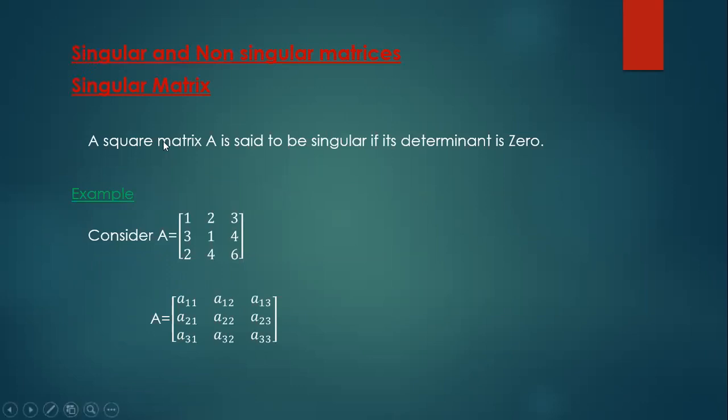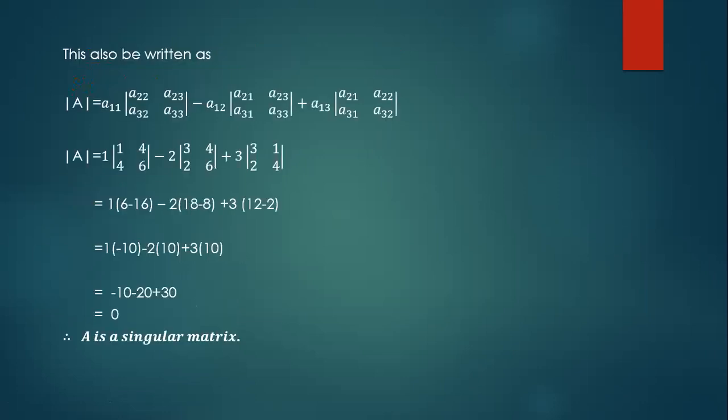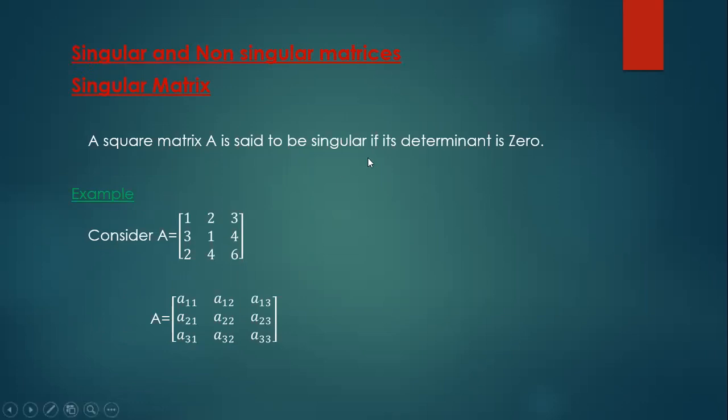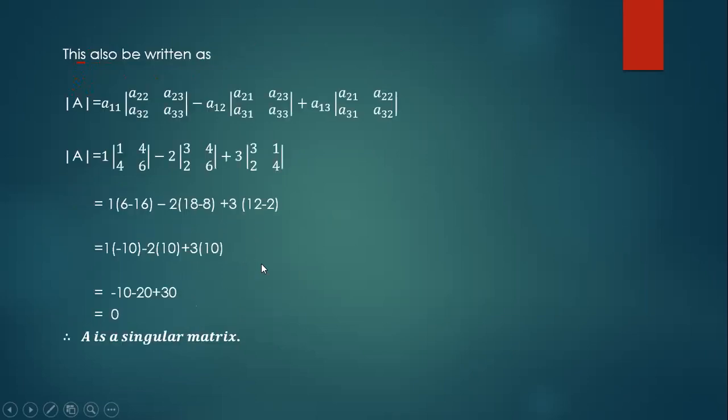Then what are singular and non-singular matrices? Singular matrix: a square matrix A is said to be singular if its determinant value is 0. When the determinant value of the square matrix is 0, it is singular. For example, consider A equal to 1, 2, 3, 3, 1, 4, 2, 4, 6. These are the entries a11, a12, a13, a21, a22, a23, a31, a32, a33. Already we know the formulas.